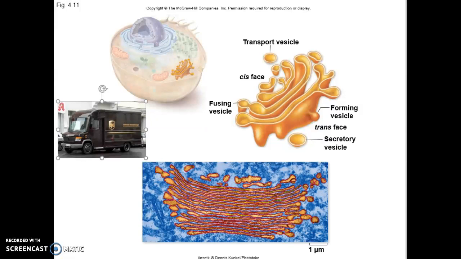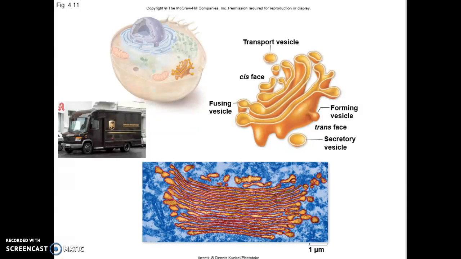So UPS is how you can ship a product. You put something in a box, give it to UPS, and they transport it around Springfield, they transport it around Illinois, to another country, all over the place. That's their role. That's their job, is transportation, to move things around. That is what these structures known as the Golgi bodies will do.